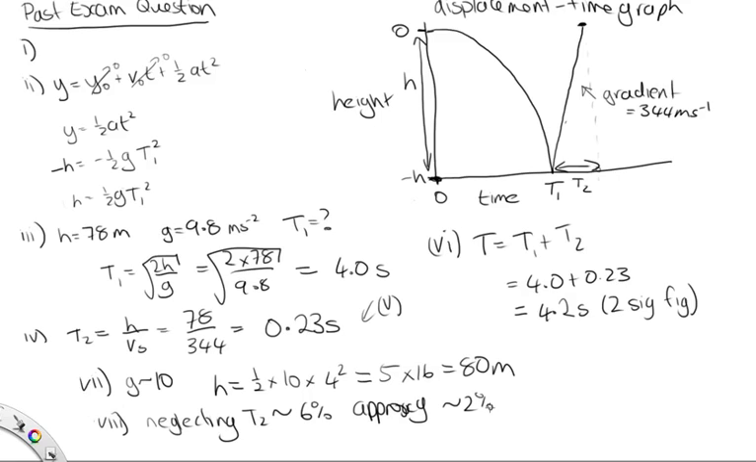Or from measurement error, so the measurement error is that she can only measure to the nearest second, so that tells us that it's 4 plus or minus 0.5, and so 0.5 divided by 4, that's a 12.5, a 13% error. So the measurement error is by far the biggest error, followed by neglecting the time of travel of sound, and then by approximating g.